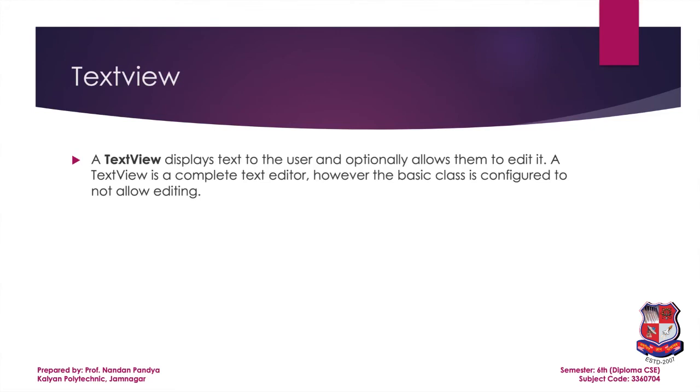TextView is a user interface control that is used to set and display text to the user based on our requirements. The TextView control will act as a label control and won't allow users to edit text.